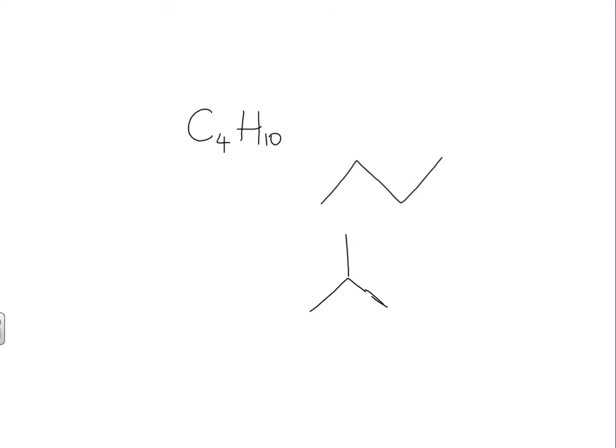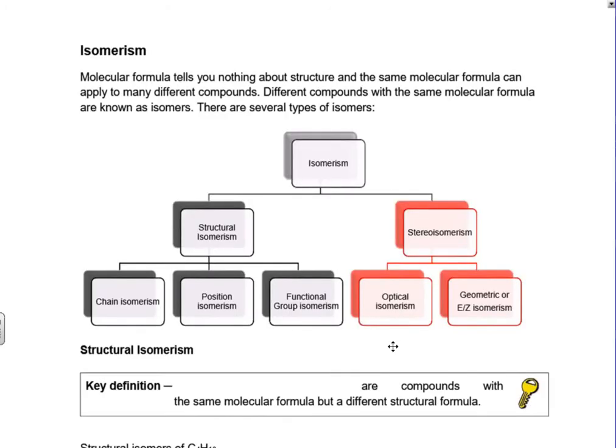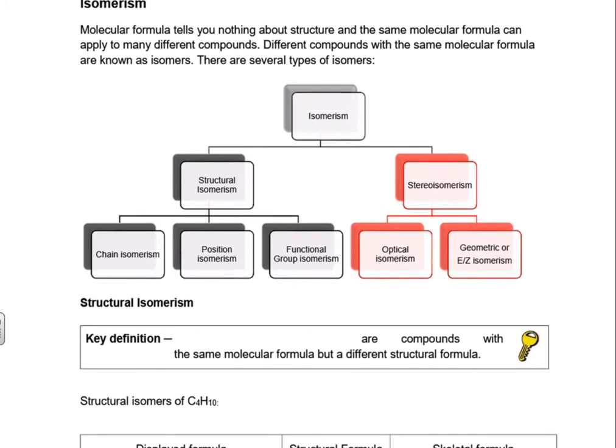These two are clearly different. They're not the same structure, but they're both C4H10. One of these is called butane, and the other is called methylpropane, and they are isomers of each other. These are a type of isomerism called structural isomers.